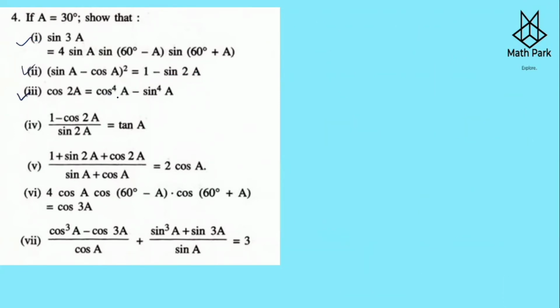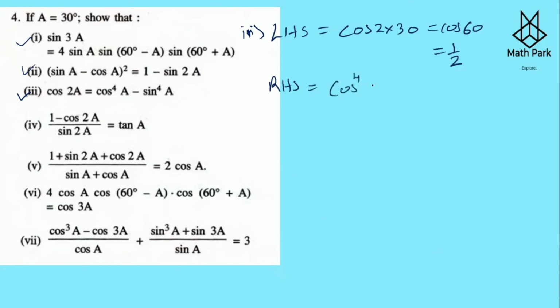Next, cos 2A is equal to cos to the power 4 A minus sin to the power 4 A. So, let us take the LHS of the third part here. LHS is equal to cos 2A, that is cos 2 times 30, which is cos 60, and that is equal to half. Let us take the RHS of this equation, which is cos to the power 4 of 30 minus sin to the power 4 of 30. So, put the values: cos 30 is root 3 by 2 and to the power 4, minus sin 30 is half and half to the power 4.